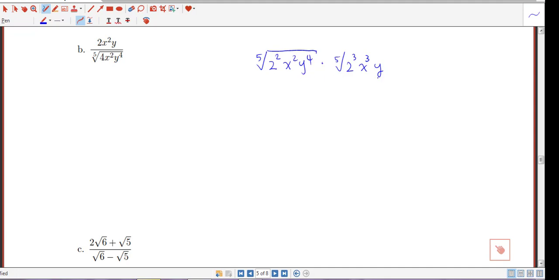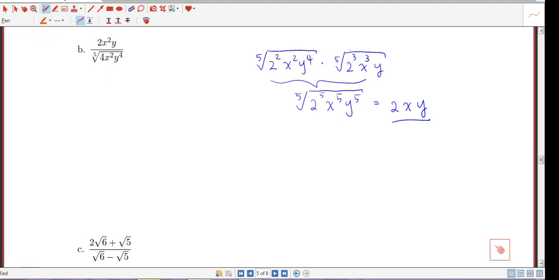Now let's look at the y. You have y to the fourth, and then y. If I multiply that, do you see that I'm going to get y to the fifth? So I'm just going to leave it like that. And this, because look, if I multiply this out, let's see what we're going to get. You're going to get fifth root of 2 to the fifth, x to the fifth, and then y to the fifth. Do you see that? So then this is going to become just 2xy. So that's exactly what we want on the denominator.